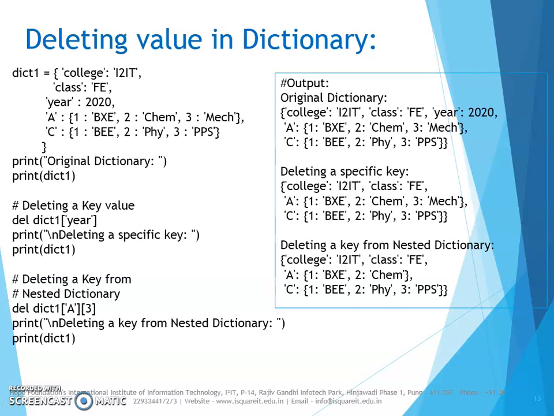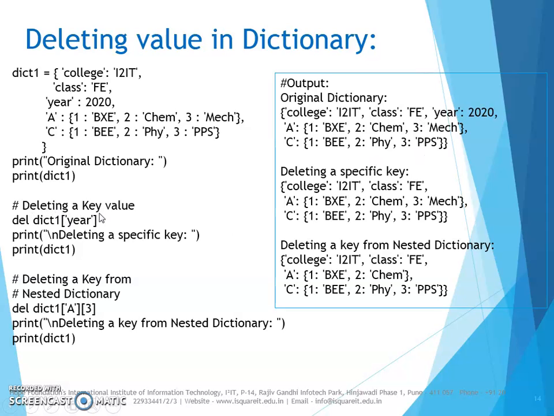So for deletion, for example, our dictionary is: college is I2IT, key is class and value is FE. Next key is year and 2020. For example, division is A, and this is a nested dictionary. For A, now we are keeping key as 1 and BXA as the subject, 2 chemistry, 3 mechanics. For division C, for example, 1 is BEE, 2 is physics and 3 is PPS. Now this original dictionary will be printed as it is, as we are printing the original dictionary here: college I2IT, class FE, year 2020 and so on.